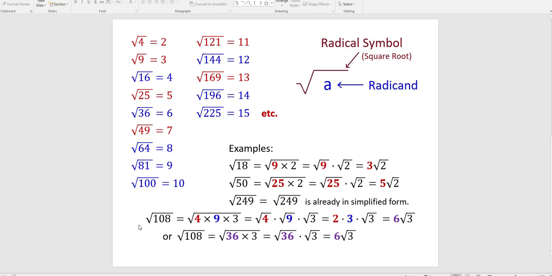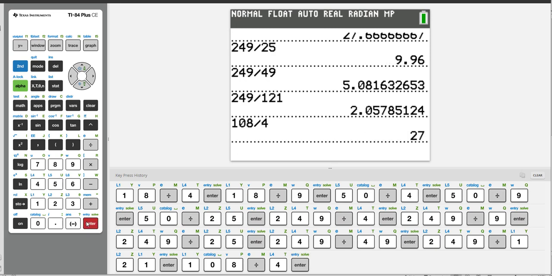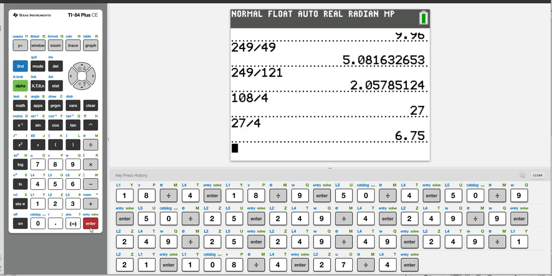Now let's simplify the square root of 108. Type in 108 divided by 4 and press enter. This gives 27. This is a whole number. Therefore, 4 is a factor of 108. Type in 27 divided by 4 and press enter. This gives 6.75. This is a decimal number. Therefore, there is not a second factor of 4 in 108.